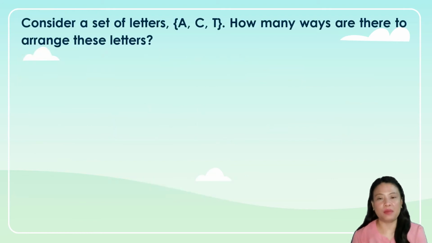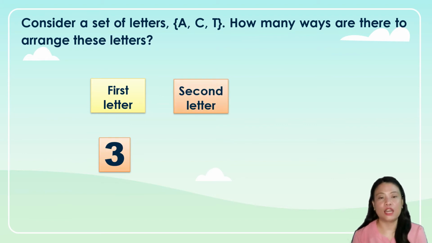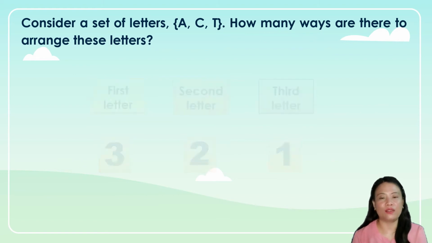Our second problem is, consider a set of letters A, C, and T. How many ways are there to arrange these letters? For the first letter, you can choose 1 from 3 letters. For the second letter, you can only choose 2 from the 3 letters, since you already chose 1 from the 3 letters. And for the third letter, you have only 1 option, since you have chosen 2 from the 3 letters already.